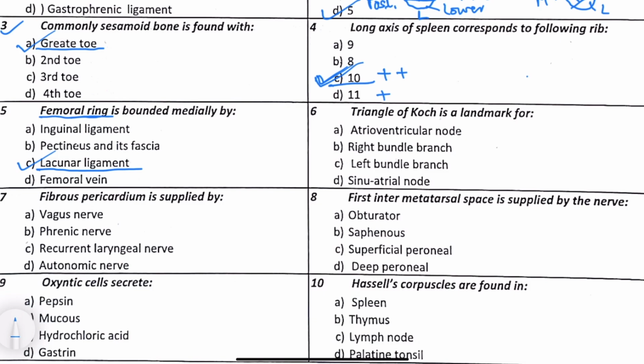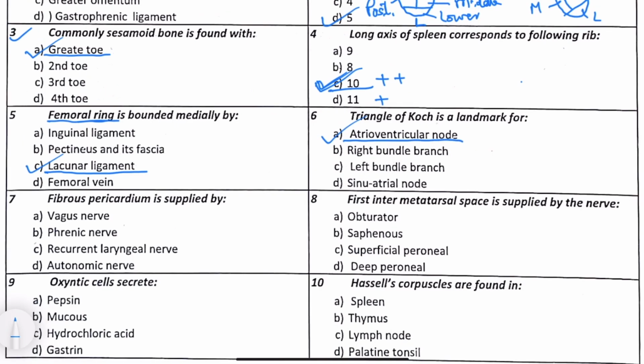Now its boundaries are like, one boundary is formed by the coronary sinus orifice itself, and the other one is the tendon of Todaro, and the other side is the septal leaflet of the right atrioventricular valve. So remember, the purpose of this triangle of Koch is to locate the atrioventricular node, AV node, which lies within this triangle. MCQ number 7, fibrous pericardium is supplied by: vagus nerve, phrenic nerve, recurrent laryngeal nerve, autonomic nerve.